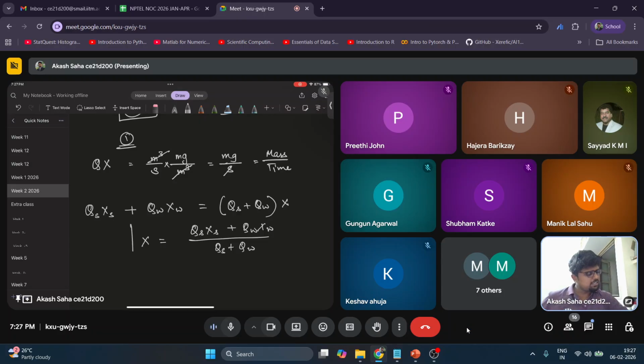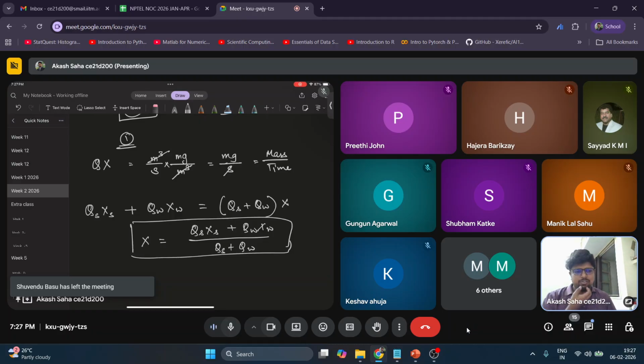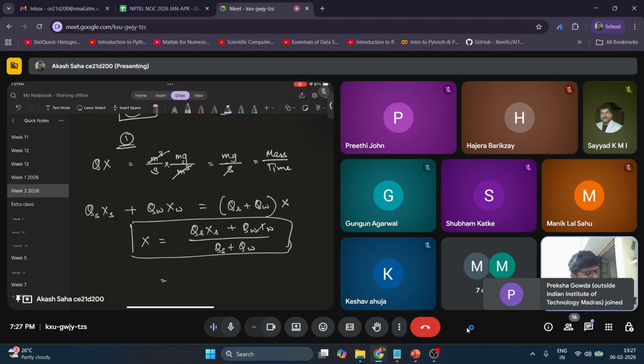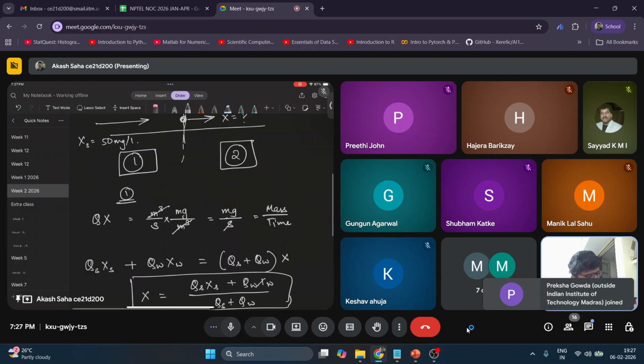Okay, so this is the general equation we use for mass balance. That's what someone was telling: Q in plus C in divided by Q out plus C out, something like that. So this is the general equation. If we fill in the details, we will get Xs is around how much?